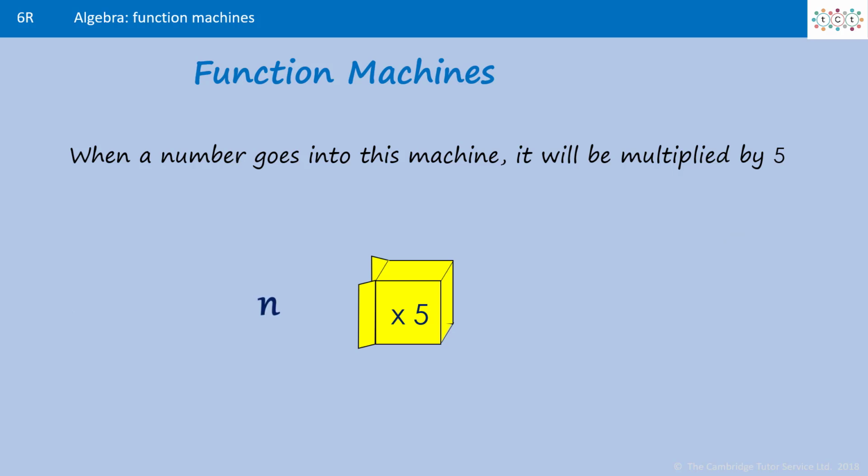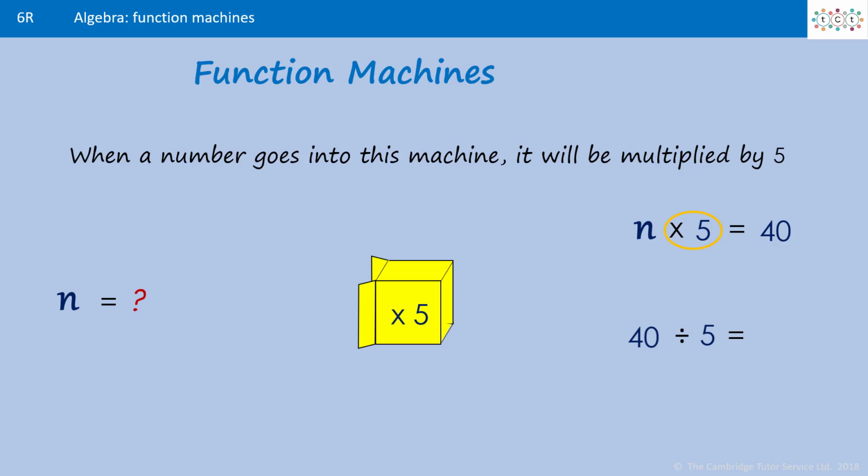This time n goes into the box and the output is 40. What does n equal? Again, we're going to work backwards from the 40 using the inverse calculation. 40, we multiplied something by 5, so we're going to divide 40 by 5 to find out what n was.